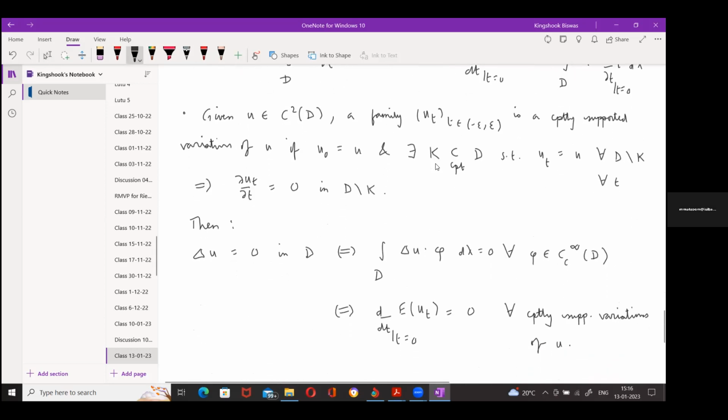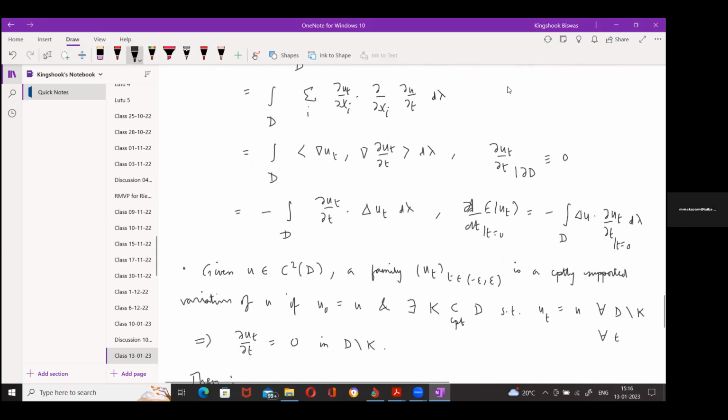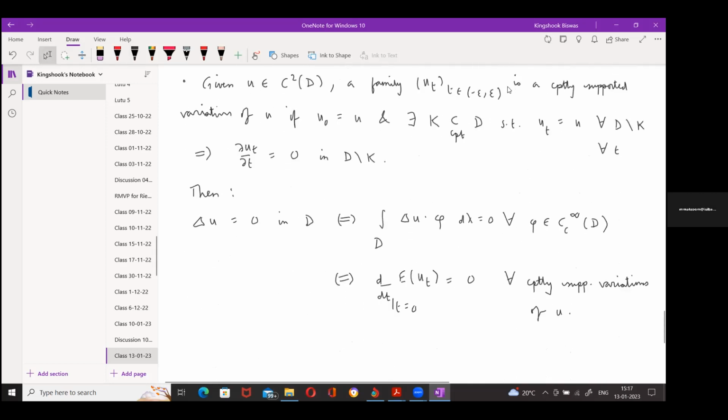So if this integral of Laplacian u times phi d lambda is 0 for all phi, then this d/dt of the energy is 0 for all compactly supported variations, right? Yeah, because this function del/del t of u_t at t equal to 0 is compactly supported in the domain D, so this integral will be 0. Conversely, if this derivative of the energy is 0 for all compactly supported variations, then this integral of Laplacian u times phi will be 0, right?